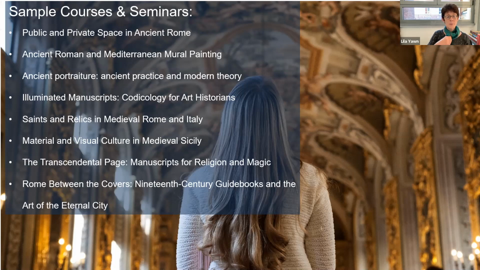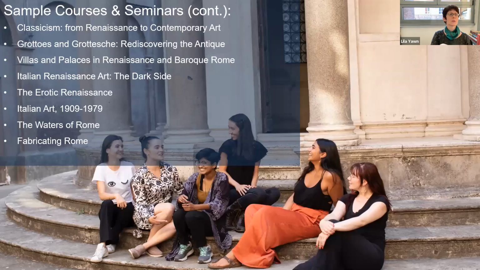A course that we're about to have for the first time with Professor Karen Georgi: Rome Between the Covers, 19th century guidebooks in the Eternal City, Art of the Eternal City. 19th century Rome is often forgotten about in art history courses, but it's very interesting. And we have a professor who's really specialized in teaching that period. We've had a lot of theses come out of her courses.